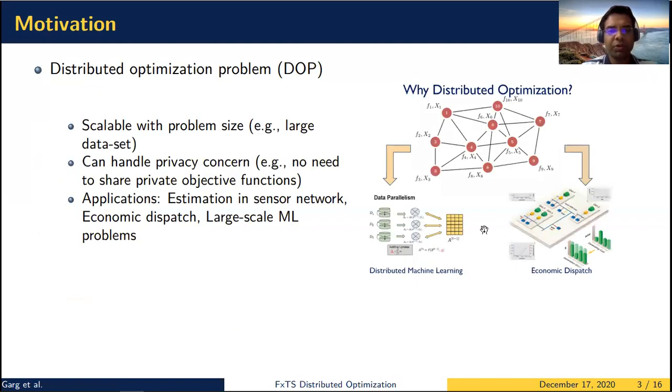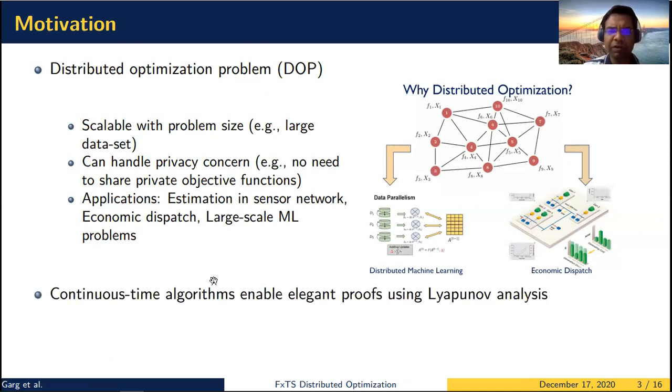So distributed optimization, why do we care about it? For optimization problems with large data sets, we can use data parallelism as allowed by the distributed framework. In economic dispatch type of problems where we want to handle privacy concerns, such as if the individual nodes do not want to share their private objective functions, that is again allowed in a distributed framework, which is not so much allowed in a centralized framework. And there are various applications of distributed optimization, particularly in large-scale machine learning problems.